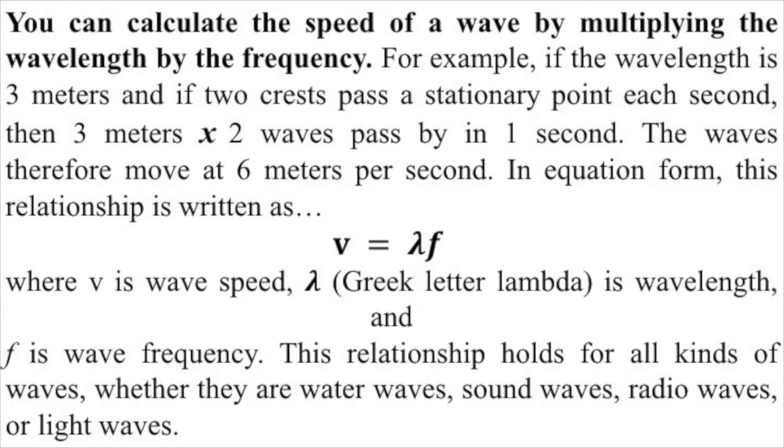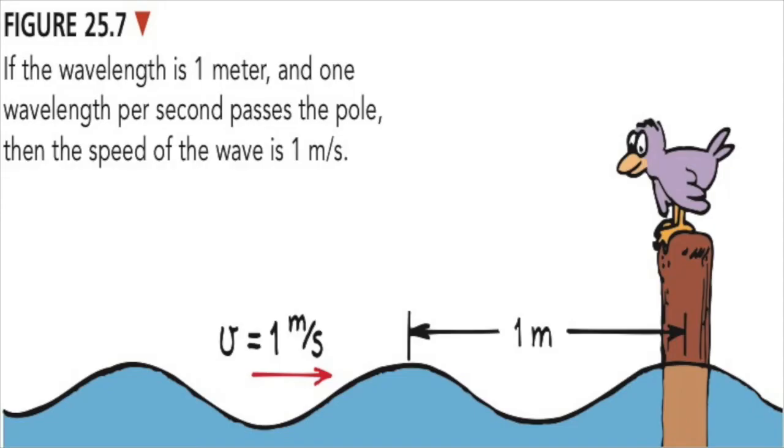In equation form, this relationship is written as v equals lambda f, where v is the speed, lambda, the Greek letter lambda, is the wavelength, and f is the wave frequency. This relationship holds for all kinds of waves, whether they are water waves, sound waves, radio waves, or light waves, or any other kind of electromagnetic radiation.